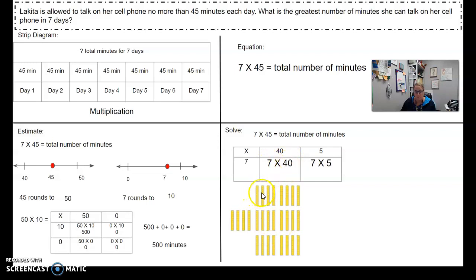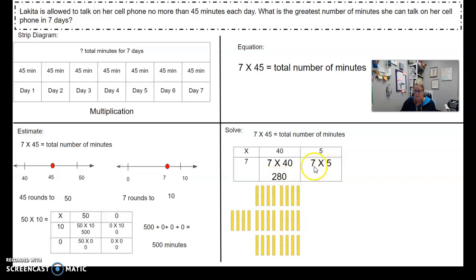I can just count. So 10, 20, 30, 40, 50, 60, 70, 80, 90, 100, 110, 120, 130, 140, 150, 160, 170, 180, 190, 200, 210, 220, 230, 240, 250, 260, 270, 280. So now I know 7 groups of 40 is equal to 280.